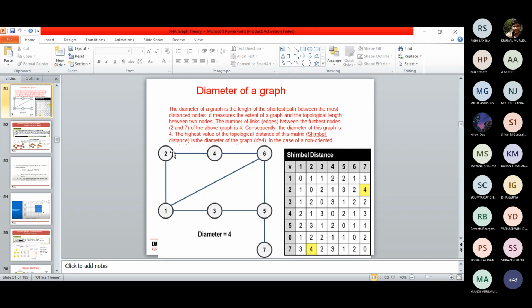I can go this way also: 1 to 4, 4 to 6, 6 to 1, 1 to 3, 3 to 5, 5 to 7. But comparatively, I have another shorter path: 1 to 4, 4 to 6, 6 to 5, 5 to 7. So the distance d value is 4. So that is going to be called the diameter of a graph.